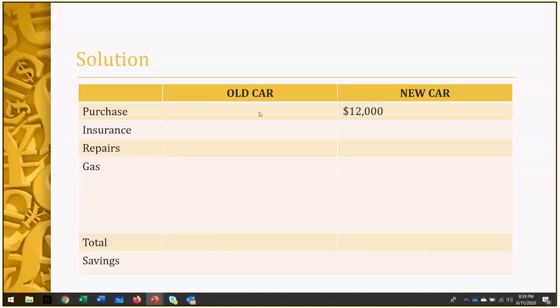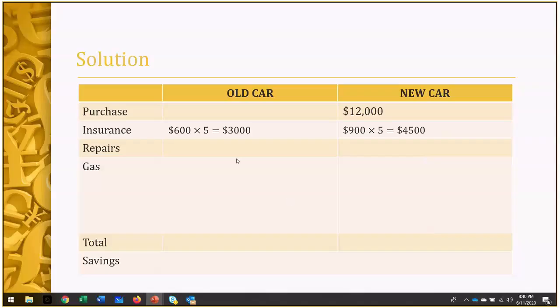Obviously, it's no purchase price for the old car because you already own it. It'll cost us $12,000 to buy this new car off the bat. That's a one-time expense, so you don't have to do anything else, just list it. Now for the insurance, it's going to cost $600 for the old car, but that is going to be for 5 years, so $600 per year for the 5 years that we're going to compare this for. So insurance over 5 years will cost us $3,000 for the old, and then we did the same thing for the new, or $4,500 for the new. And that's typically the case. New cars cost more to insure because they're more expensive.